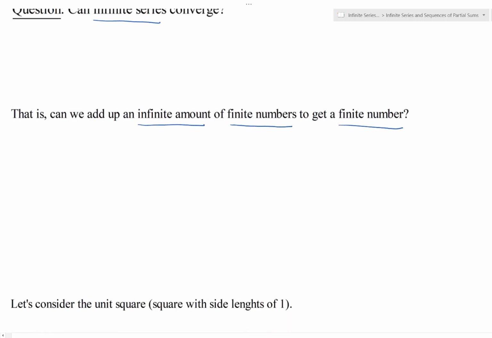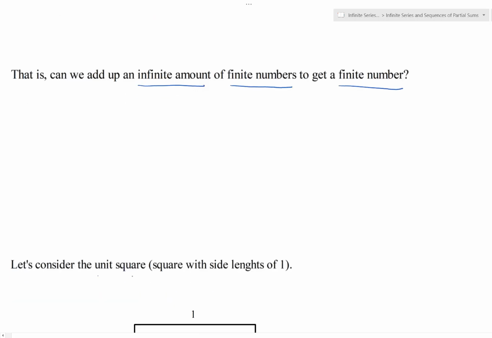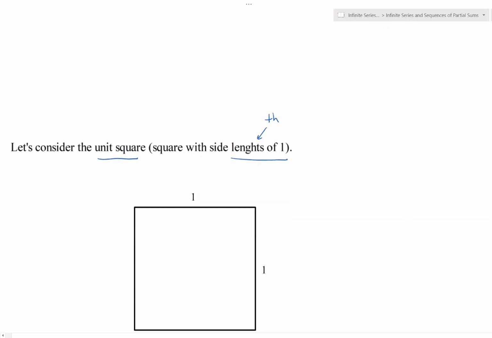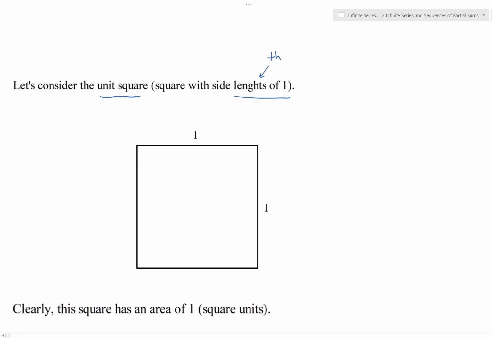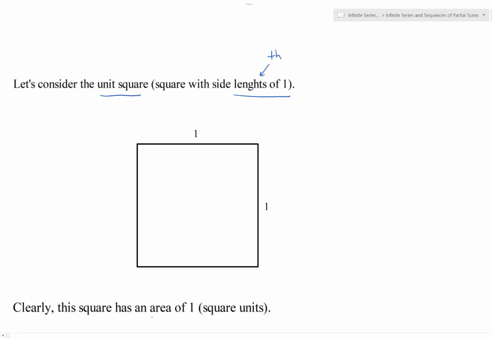So we're going to see how this would work, how it's feasible to get a finite number by adding up infinitely many other finite numbers, by considering what we call the unit square. And that's just a square with side lengths 1. Little typo there. So here's the unit square, with side length 1, side length 1. And clearly we know this square has an area of 1 square unit. 1 times 1 is 1.